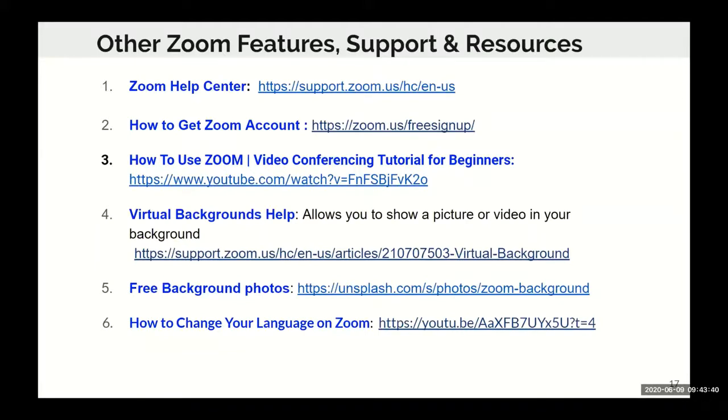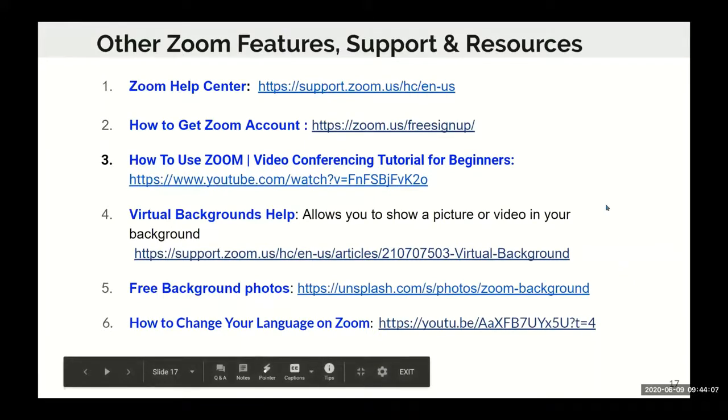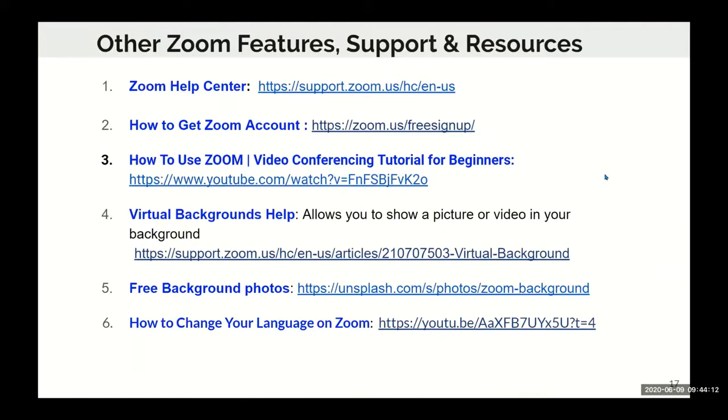The fifth item is the free background photos. If you don't have any good photos and you want to see what's there that is free, here is the link where you can download some free pictures that you can use for your background. And another question that I have from other people is, how do I change the language on Zoom? You can do that, and there is also a video that's pretty easy to follow that shows you how to do that. You might want to change the language to, let's say, Chinese, or other people want to change it to Spanish, for example.